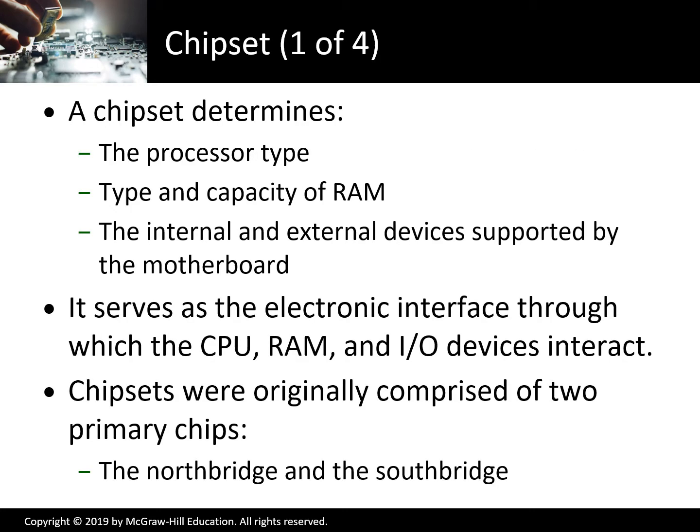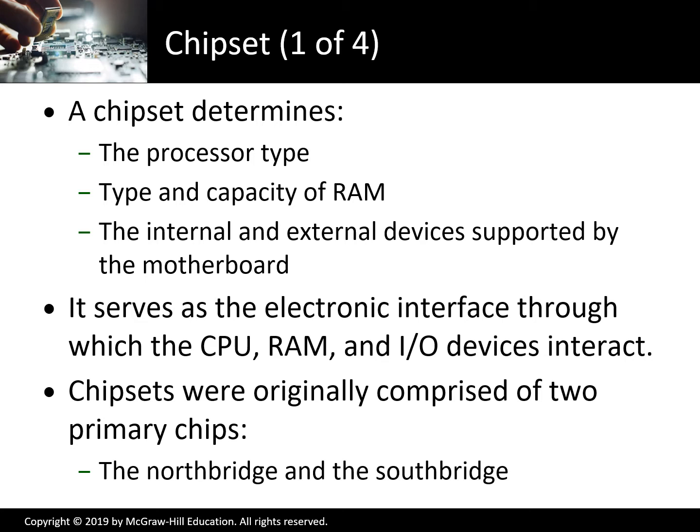The chipset determines the processor type and the type and capacity of RAM. For instance, unless it's a 32-bit system, you're stuck with older 16-bit technology. The newer ones are 64-bit. You want to have a 64-bit processor. You want to have the RAM that's appropriate to that. Okay, and it serves as the interface through which the CPU, RAM, and the I/O devices interact.